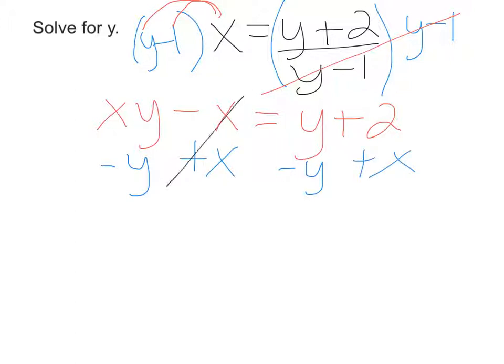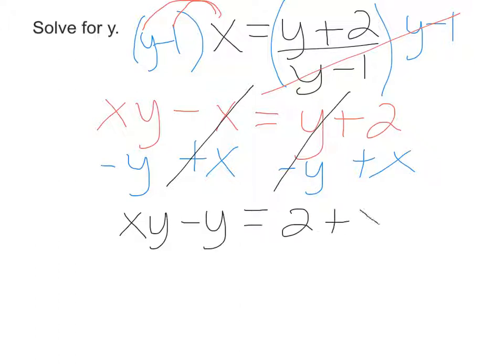Then negative x plus x cancels out, y minus y cancels out. The left side becomes xy minus y, and the right side becomes 2 plus x. Then this is very similar to the last problem, where both of my terms on the left side involve a y, so I can factor a y out of those terms because it's a common factor. If I factor a y out of the first term, I get x. If I factor a y out of the second term, I would be left with negative 1.